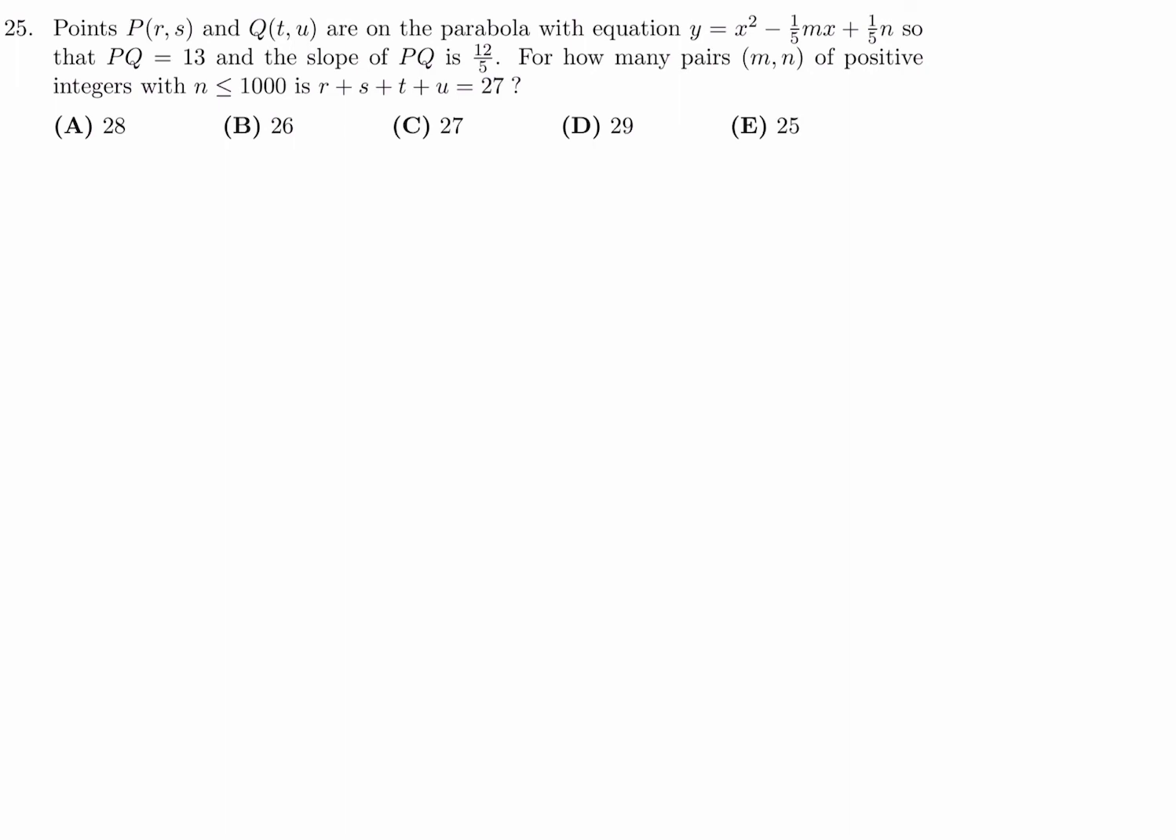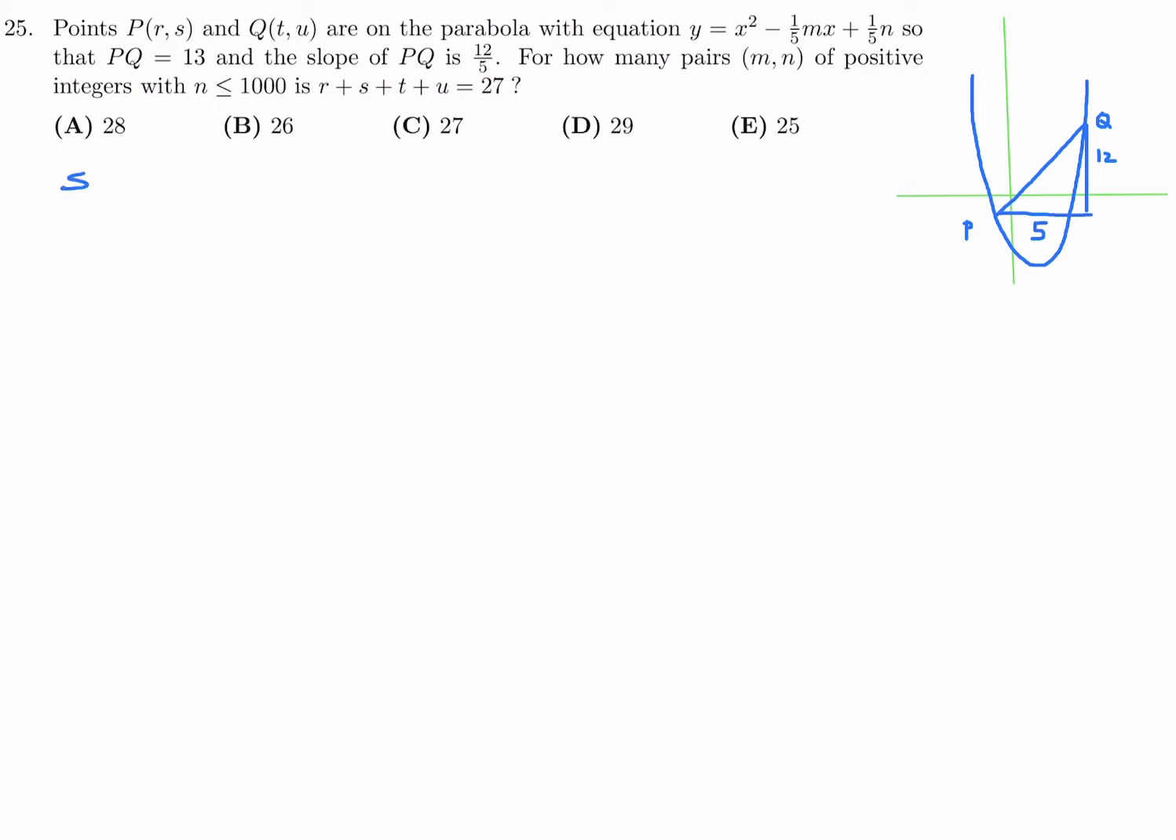Let's just draw a very brief diagram. Perhaps this parabola looks something like this, and we've got to choose 2 points here, P and Q. When we draw a line between them, the slope is 12/5. So this is just to illustrate what that looks like. Therefore, we can now calculate using the points. P is (R, S) and Q is (T, U).